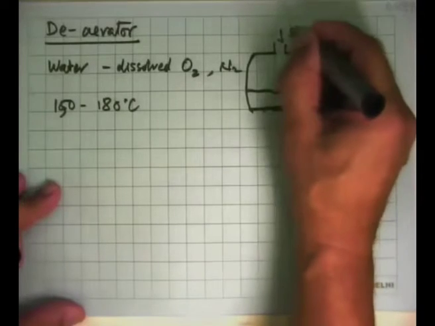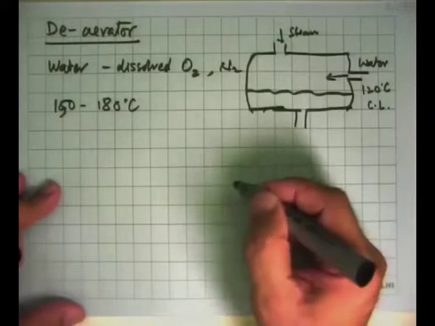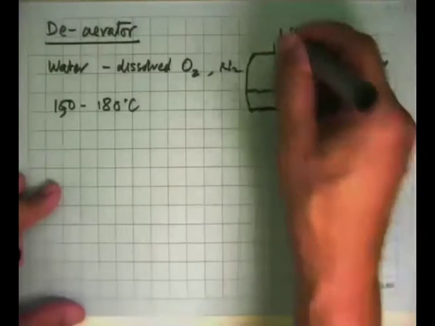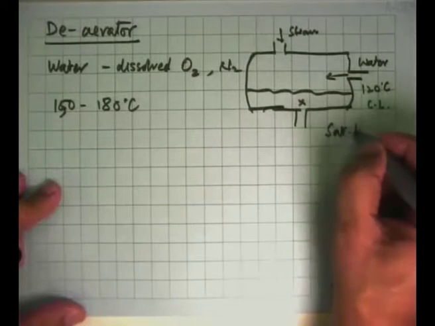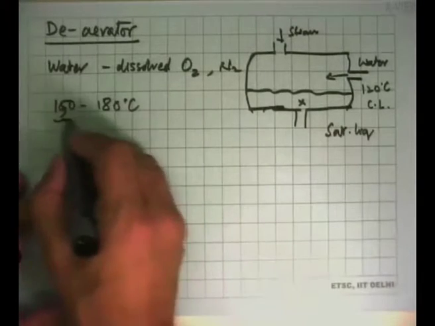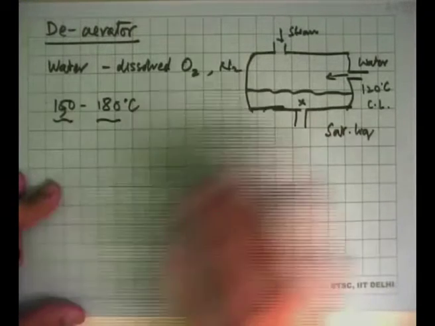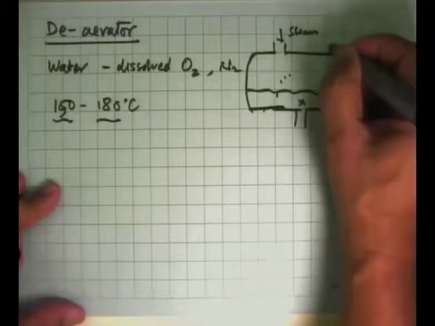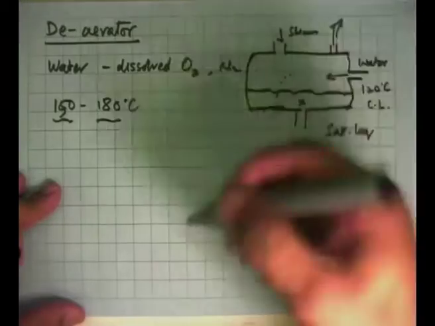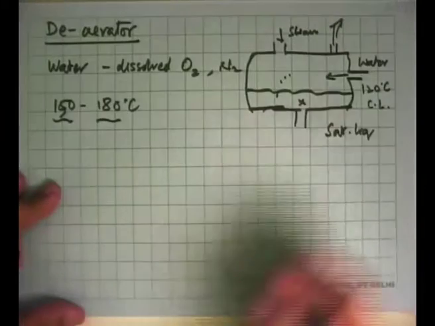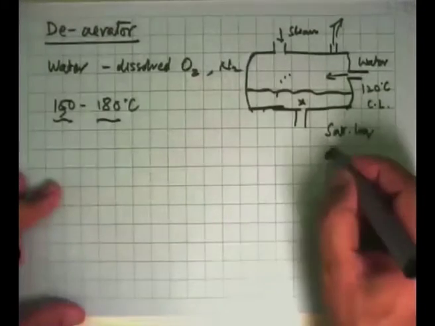Here we put steam. This could be slightly superheated steam, and we adjust the flow rate of steam and water in such a way that what you get here is saturated liquid at 150, 180 degrees Celsius. The oxygen comes out here, and we have a small opening through which water and some of the steam will continuously keep coming out. So that way what you are left with here is deaerated water.